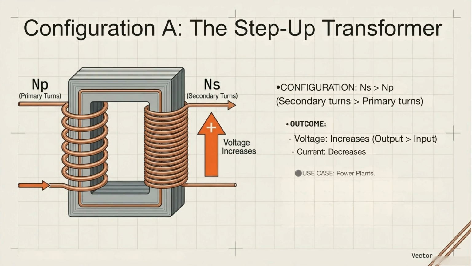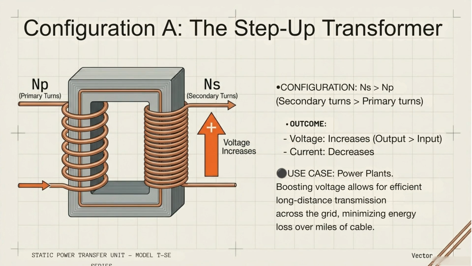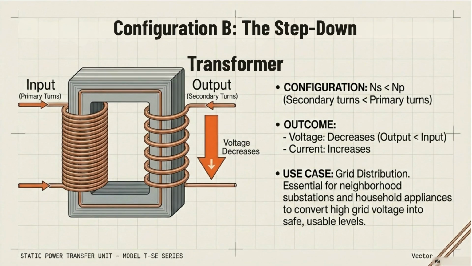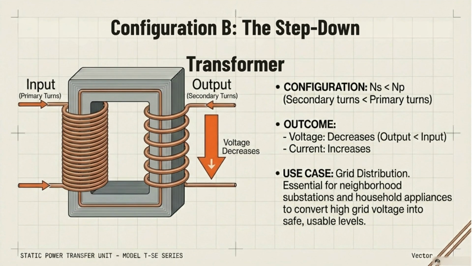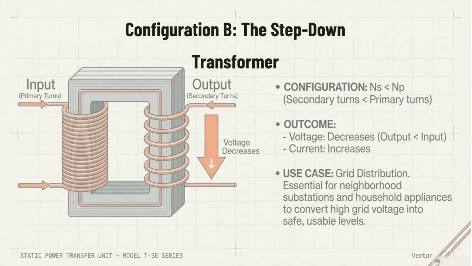In a step-up transformer, the secondary turns NS are greater than the primary turns NP. This increases voltage and decreases current, making it ideal for power plant transmission. In a step-down transformer, NS is less than NP. This decreases voltage and increases current. These are essential for grid distribution, converting high voltage into safe, usable household levels.